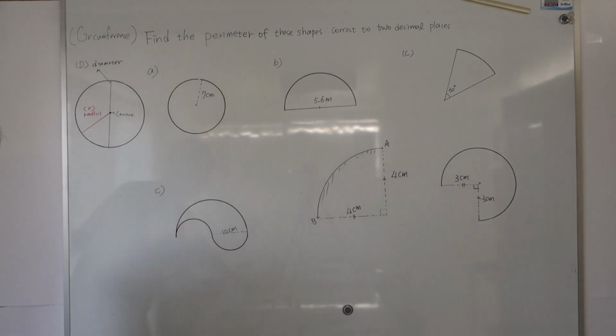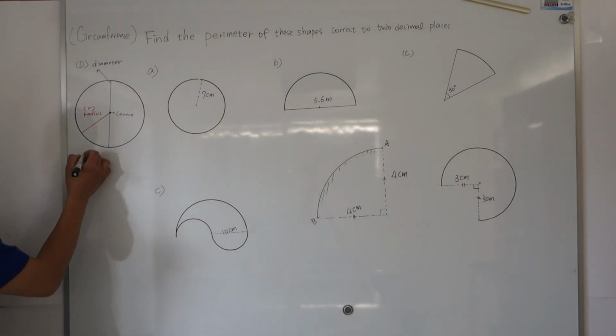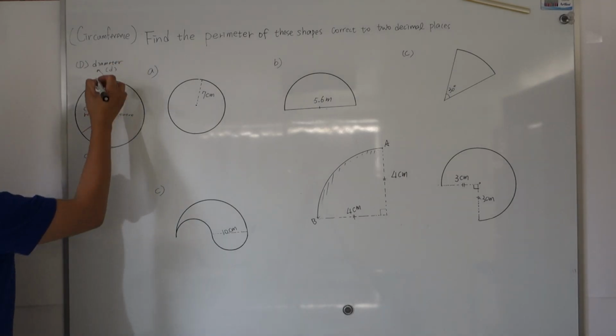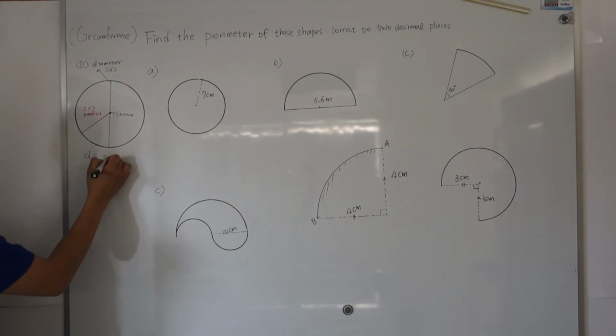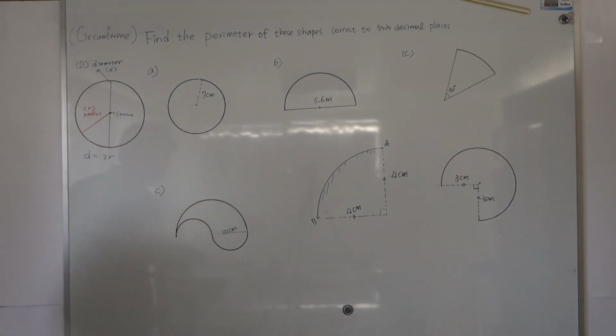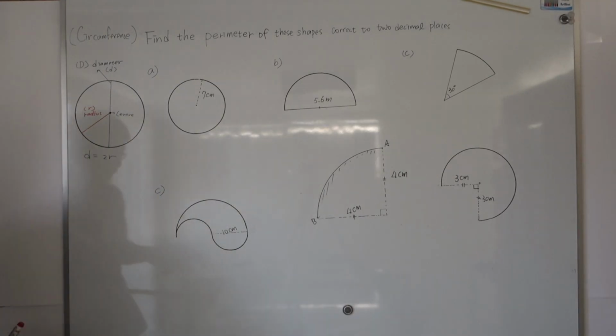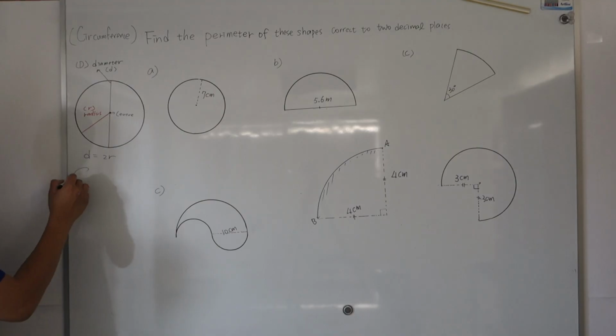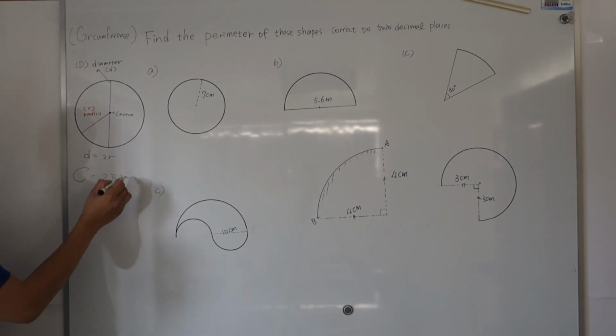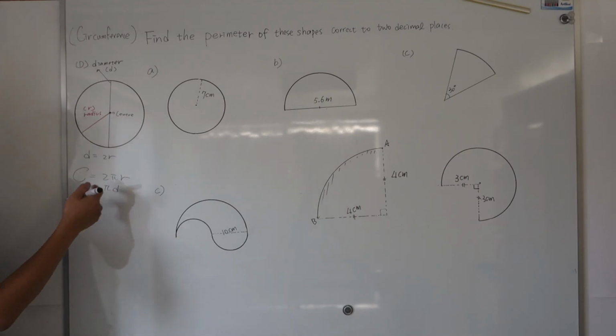Okay, now we know the diameter. I just use a D, okay? D must equal 2r, right? So the formula of circumference: I use capital C for circumference, which equals 2 pi r, or just equals pi times D, because D equals 2r.